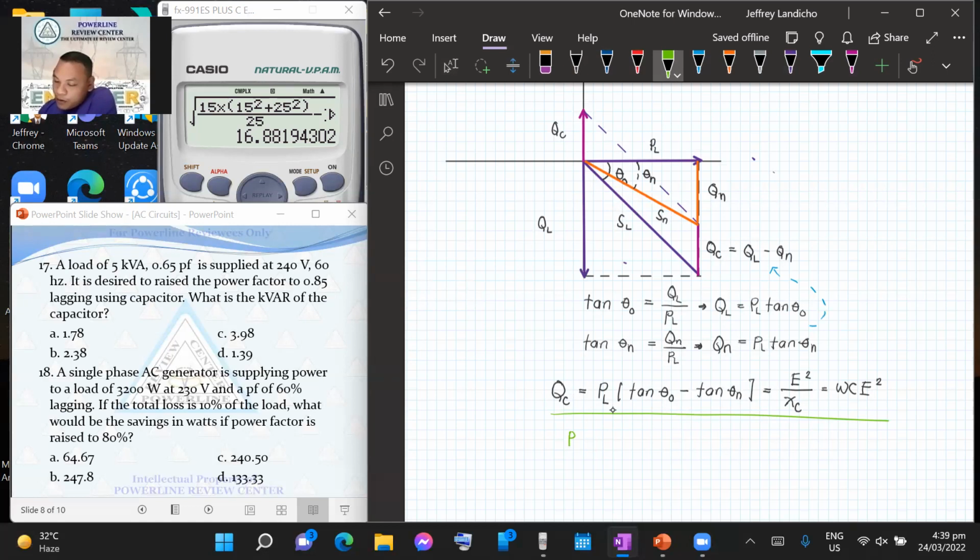So power factor of the load, or simply power factor, di ba? Kaya nga tinawag siyang real. That is the ratio of real over, kanino, apparent power. So if this is the real power of the load, and this should be the apparent power of the load, so this would be the original power factor of the given load.